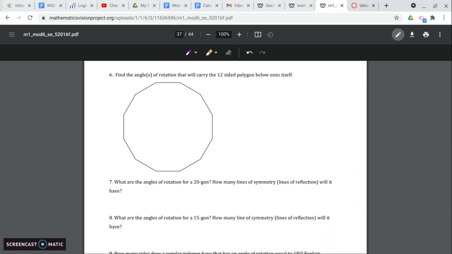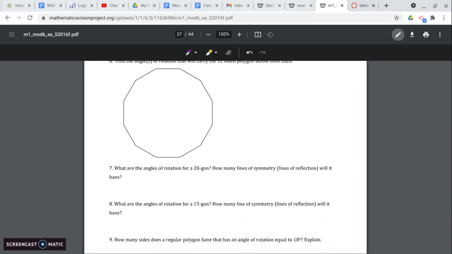All right. For number 7, what are the angles of rotation for a 20-gon? How many lines of symmetry, lines of reflection, will it have? Well, we know it's going to have 20 lines of symmetry. And if we take 360 and divide it by 20, we get 18.